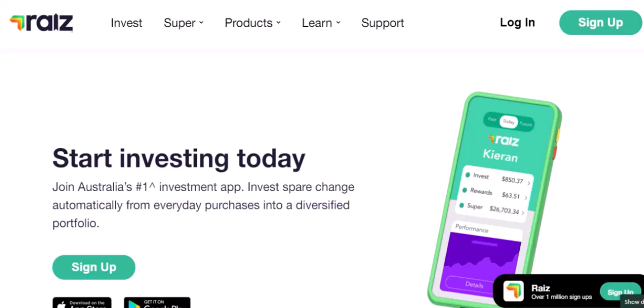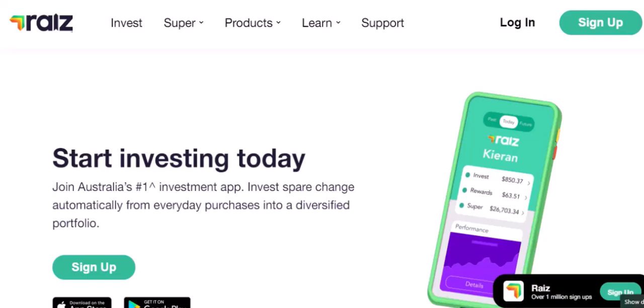There are three main types of fees. Management fee. This is a percentage fee charged on your total investment. It's essentially the cost of Raiz managing your portfolio. Transaction fee. This fee is charged whenever you buy or sell an asset within your Raiz account. Currency conversion fee. If you invest in foreign assets, you'll be charged a fee to convert your local currency.